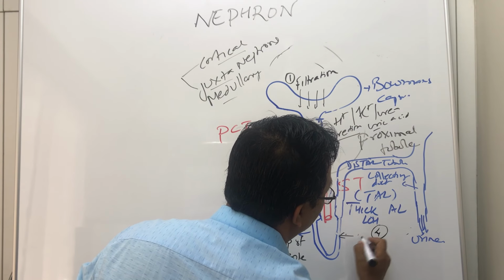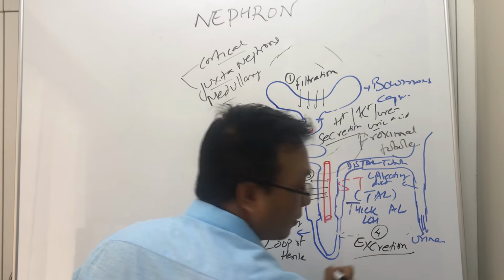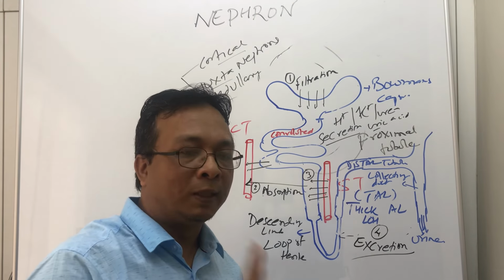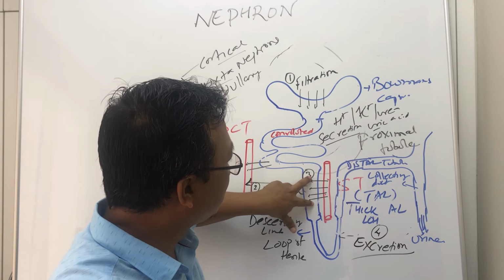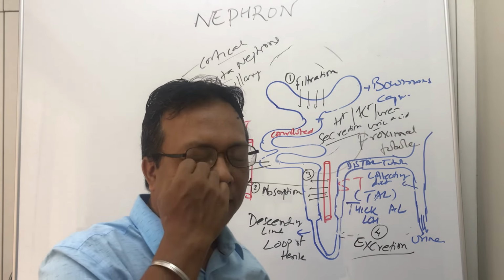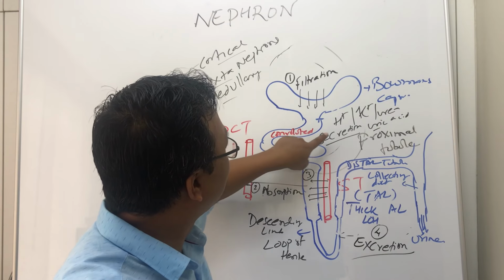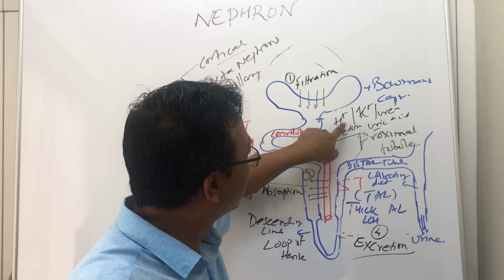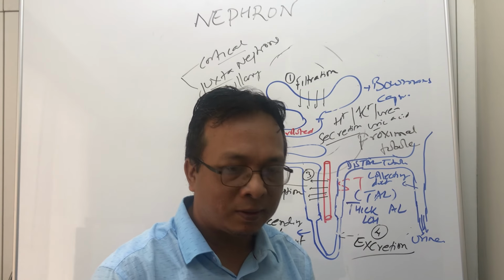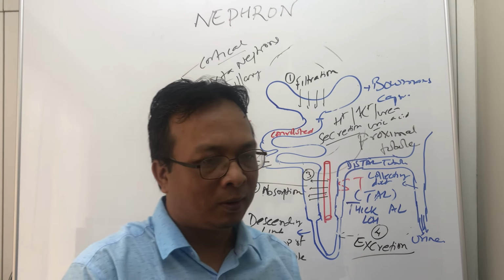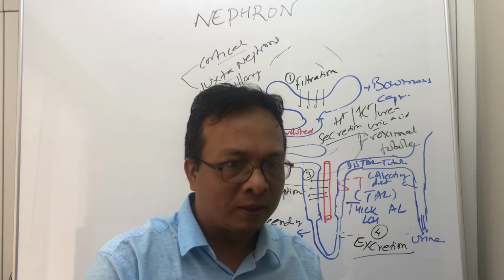So number 4 function is excretion. So these are the 4 functions of nephron: filtration, absorption, secretion, and excretion. And it comes in MCQ, what are the things that are secreted? Secretion is basically hydrogen ions, acids, potassium ions, urea, uric acid. Okay, so this is the basic concept of nephron. When you understand kidney disease, you have to understand this concept.